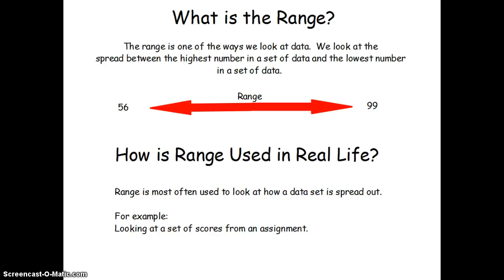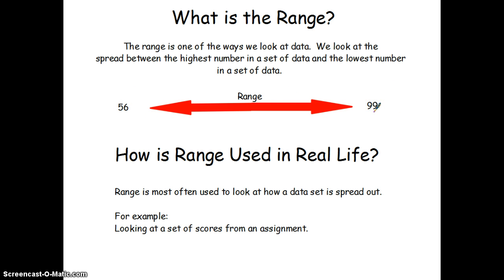Hi guys. The next lesson we have today is another way we look at pieces of data: we determine something called the range. Range is one of the ways we look at data. We look at how the numbers are spread between the highest number in the data set and the lowest number in the data set. And so the range tells us the difference between the highest and the lowest numbers.